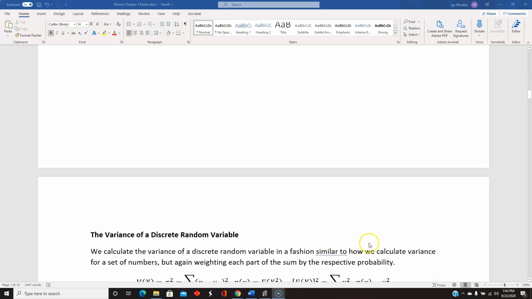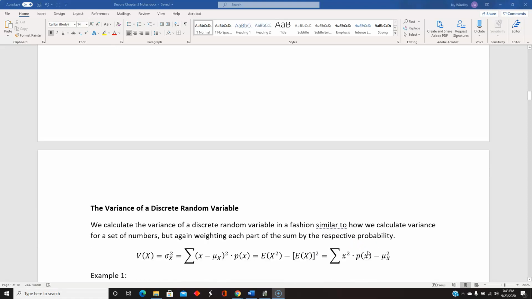And so pretty obviously, following our calculation of mean, there's also a formula for variance. And it's similar to a formula for variance we saw before, where you're taking the values of x and subtracting the mean and squaring those deviations. But then instead of dividing by n, we're going to multiply each of those squares by the probability of this value of x occurring, and then sum those products.